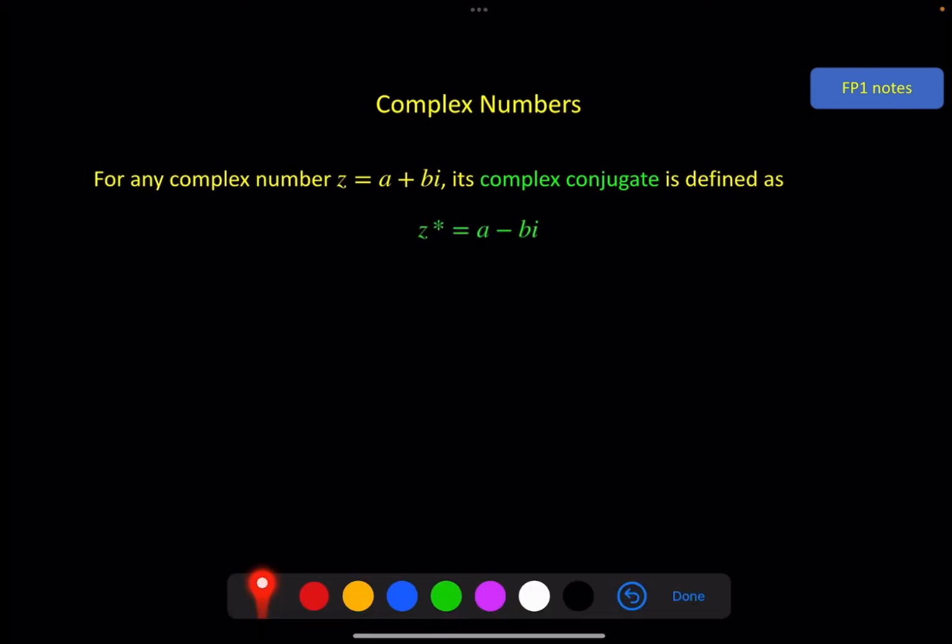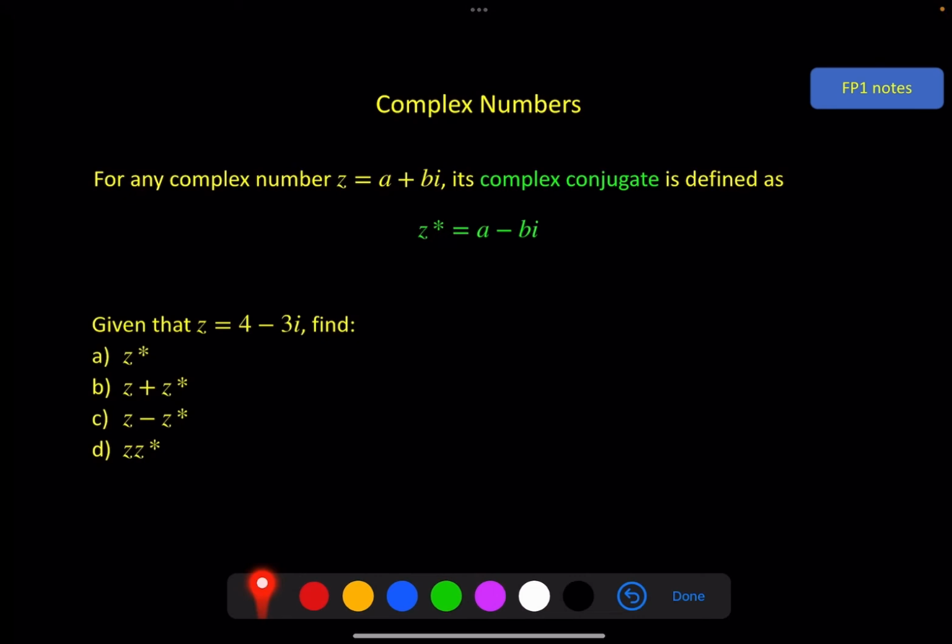It's very easy. You just change the sign here. Plus to a minus. Obviously, if this is a minus, then the negation changes that back to a plus. So z and z star are a pair. They use the same a value, the same real value, the same b value, except one is a positive and the other is a negative. And it's as simple as that, but it's a very useful thing to be able to do.